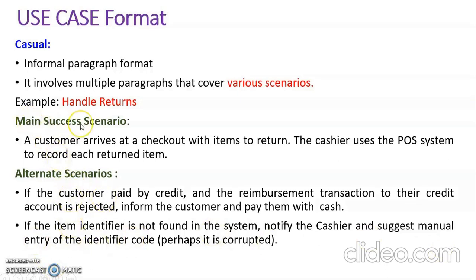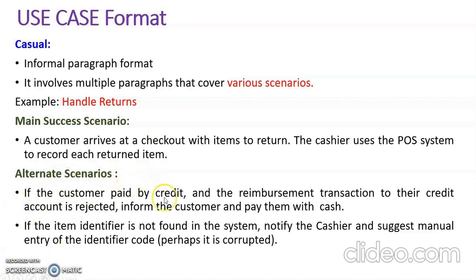Main success scenarios will assume that all the steps are happening in the right way with no failure. Alternate scenario, extension scenario, or failure scenario will look for multiple possibilities. If the situation is like this, how to handle it? The solution should also be given.